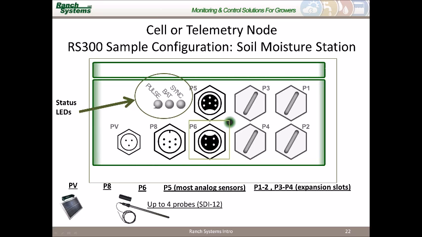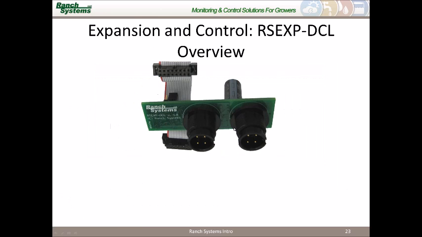So on the bottom of this unit, you'll see that it has a couple status LEDs. It tells you what the status is of the unit just looking at it, and you can tell if it's running, if the battery's okay, and the system's running and operating okay.